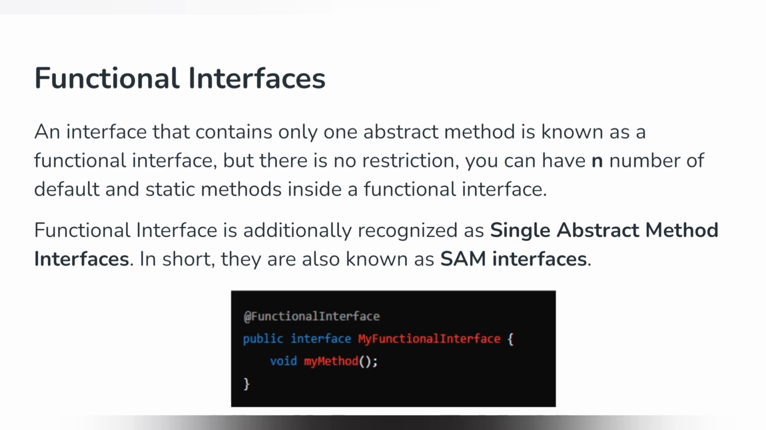And for declaring a functional interface, we can make use of the @FunctionalInterface annotation, which is optional to use. If the annotation is used on an interface with more than one abstract method, it will generate a compile time error. Now let's see the practical implementation of functional interfaces.